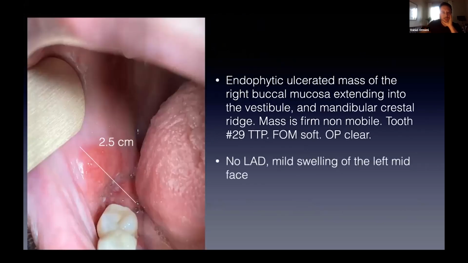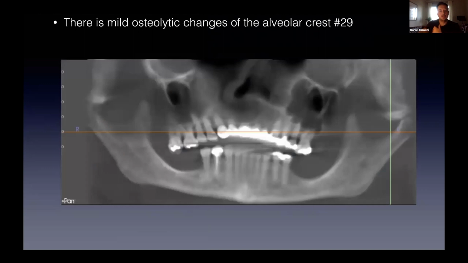So you have this endophytic, ulcerated mass of the right buccal mucosa extending to the vestibule and the mandibular ridge. The mass is pretty firm, and tooth number 29 is percussion sensitive. On neck examination, there are no nodes that you can palpate. There's a little bit of mild swelling to the right mid face. You end up getting an X-ray as well. Do you see any changes, anything concerning on this orthopantogram?